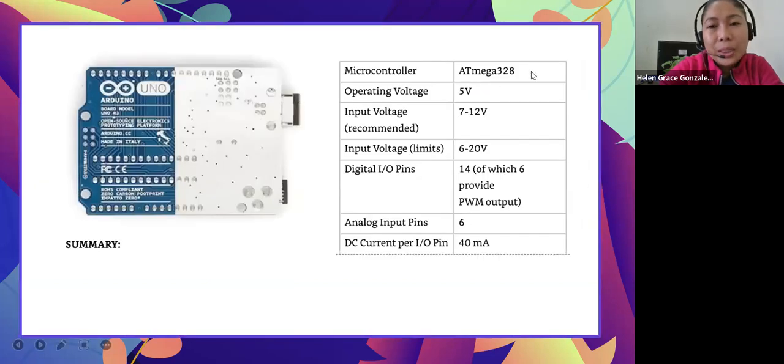The microcontroller is the ATmega328P and the operating voltage is how much? 5 volts, and the recommended input can be 7 to 12 volts, with an input voltage limit of 6 to 20 volts. The digital I/O pins depend on the board type, but the regular has 14, so is that 0 to 13? And the analog input pins number 6.